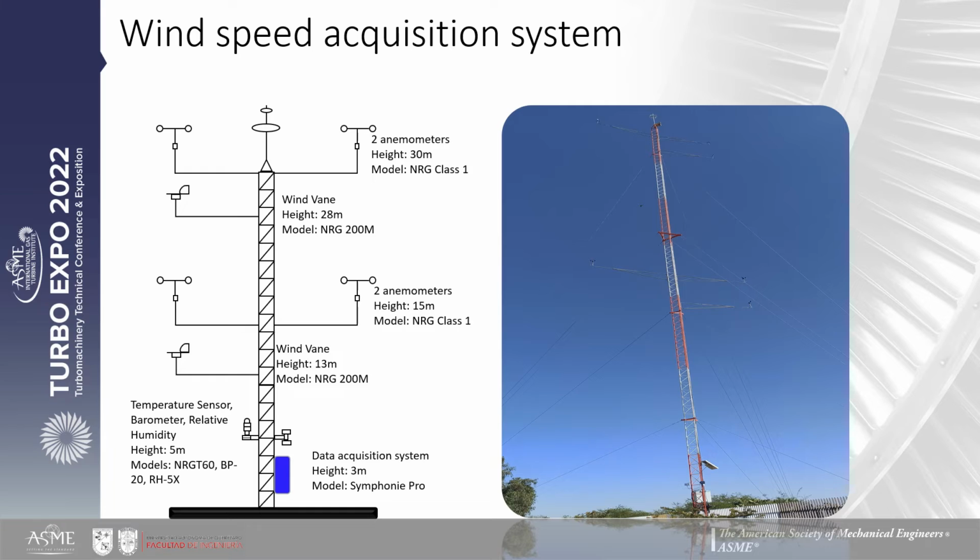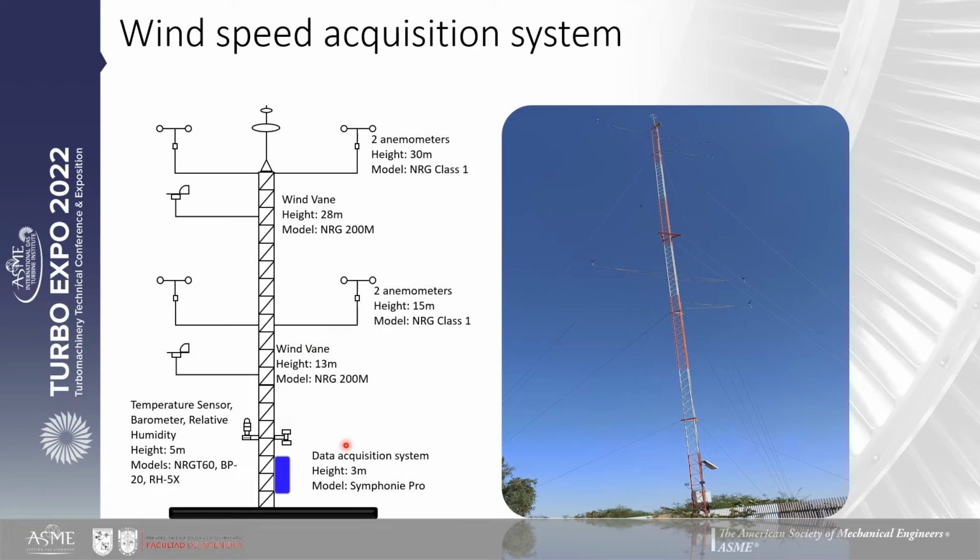The next step of the methodology is to describe the wind acquisition system. We installed a 30-meter high metmast located 354 meters upstream of the wind turbine. The tower has two measurement branches, one at 15 meters with two anemometers and one wind vane, and the other branch is at 30 meters with two anemometers and one wind vane. Okay, these instruments are used to collect the wind speed and direction.